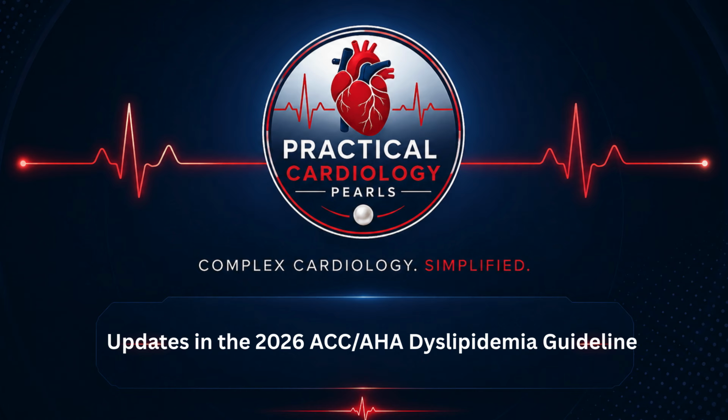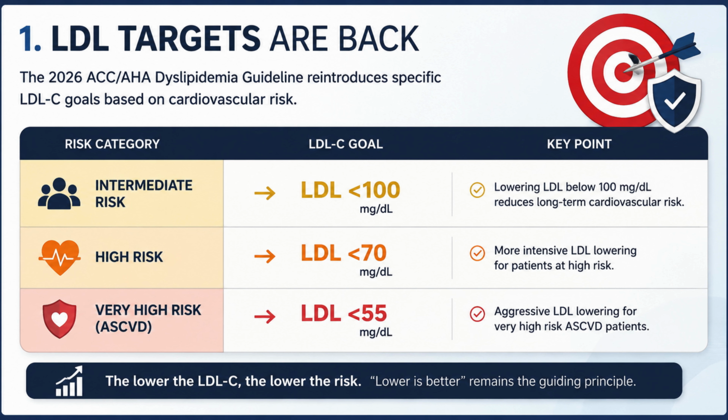In this video, we will review the new updates in the 2026 ACC/AHA Dyslipidemia Guideline. The first major update is that LDL targets are back. If the patient is in the intermediate risk group, the treatment goal is to reduce LDL below 100. If the patient is in the high-risk group, the goal is to reduce LDL below 70. If the patient is in the very high-risk group, the target is LDL below 55.